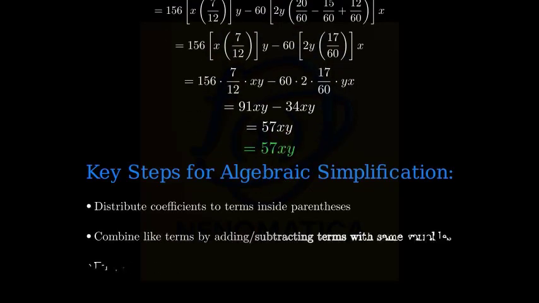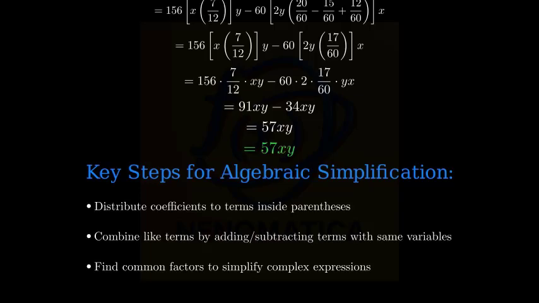That concludes our lesson on algebraic simplification. Remember the key steps we followed. First, distribute coefficients to terms inside parentheses. Second, combine like terms by adding or subtracting terms with the same variables. And for more complex expressions, look for common factors to simplify fractions. With practice, you'll become more comfortable with these techniques and be able to simplify even the most complex algebraic expressions.